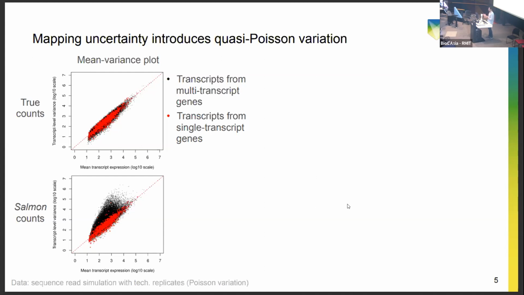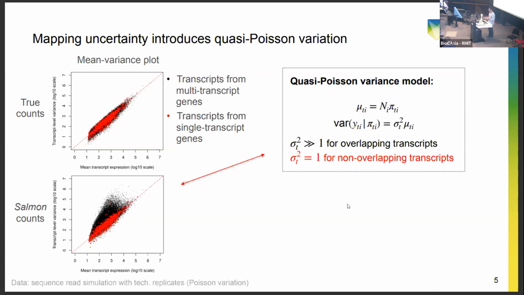Immediately what we see is that for transcripts that are coming from multi-transcript genes, the variance that we see from Salmon counts is no longer equal to a Poisson variation, because we don't see those clouds of points along the diagonal anymore. So to take care of that problem, we propose to use a quasi-Poisson variance model to allow the variance of those transcripts that are overlapping with each other to be greater than the mean.